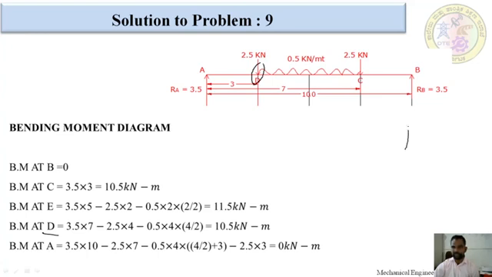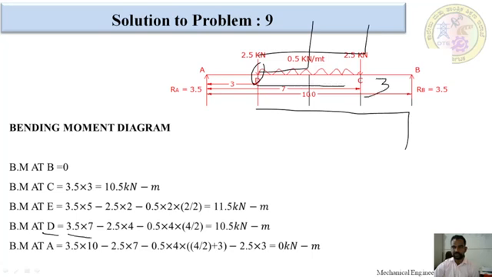Right. This RB value into this distance, this is positive, and 2.5 into this distance, and the conversion of UDL into point load for this component. First, here to here distance is 3 plus 4. 3 plus 4 is equal to 7. 3.5, because this is 3 and this UDL distance is 4. 3.5 into 7, positive. Negative, because of downward force, 2.5 into this distance, 4 meter.